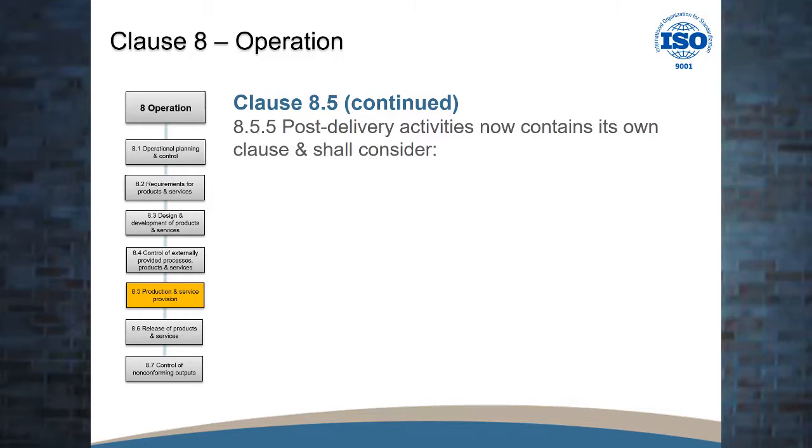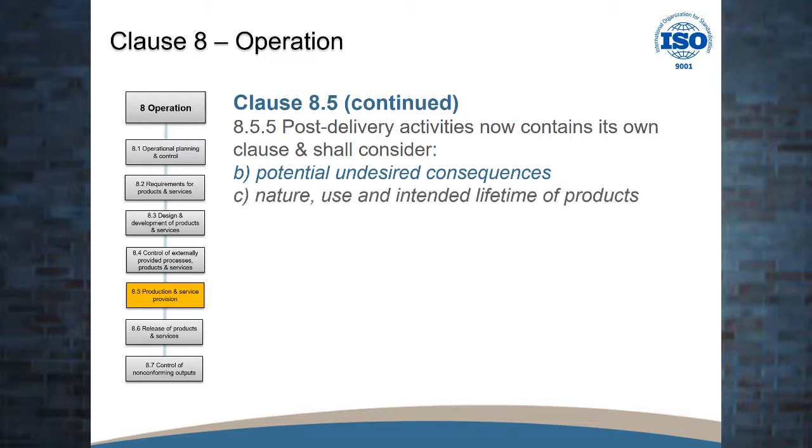8.5.5, post-delivery activities now contains its own clause. This used to be kind of tucked into another clause, and post-delivery activity now should consider potential undesirable consequences once the product or service has been delivered. What could go wrong, what could happen.